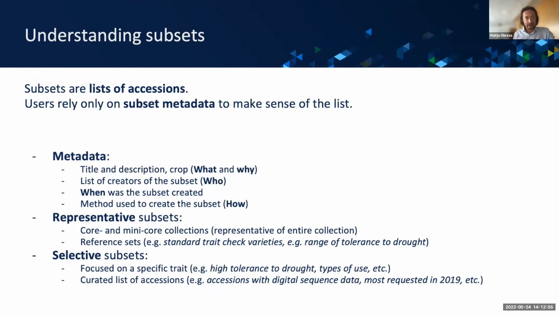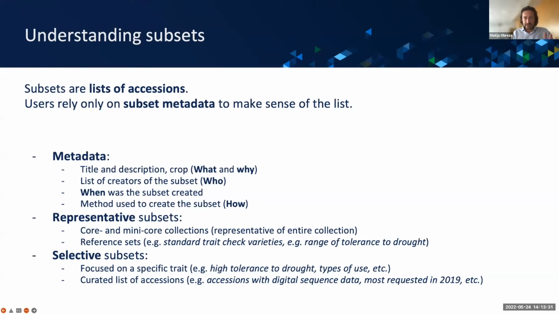And the really neat thing about subsets is that they are just lists of accessions, so they don't need to be backed by data directly. Genesys does not require the data that went into the analysis, but it's really just the results of the analysis that get published as a subset in Genesys. And that allows gene banks to come up with various creative ways to slice and dice the collection and make it more interesting to different types of users.